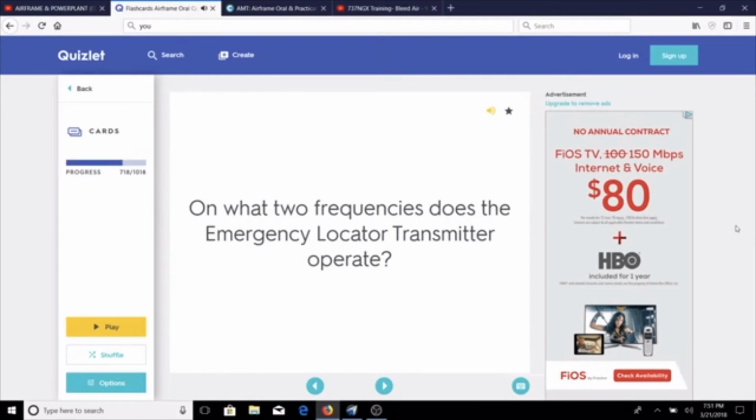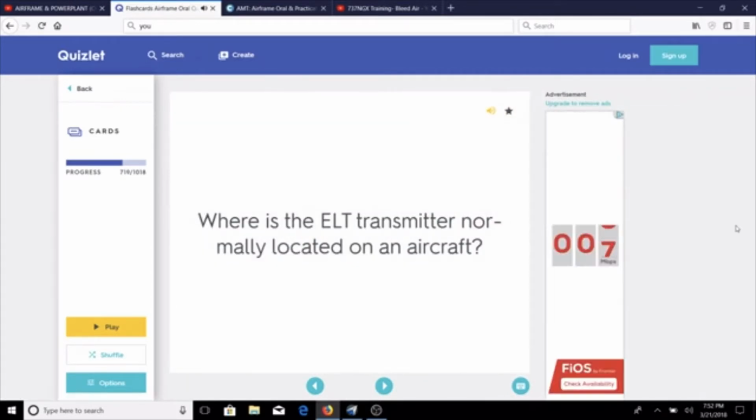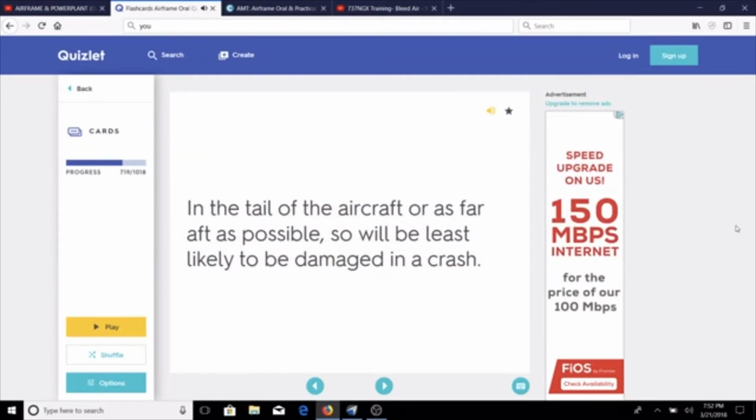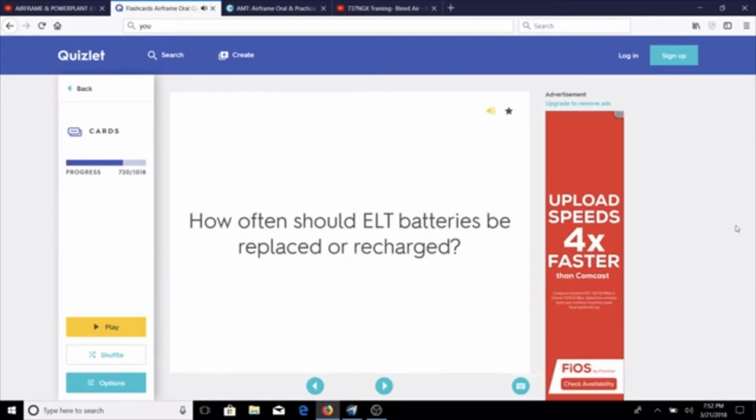On what 2 frequencies does the emergency locator transmitter operate? 121.5 and 243.0 MHz. Where is the ELT normally located on an aircraft? In the tail of the aircraft or as far aft as possible, so it will be least likely to be damaged in a crash. How often should ELT batteries be replaced or recharged?